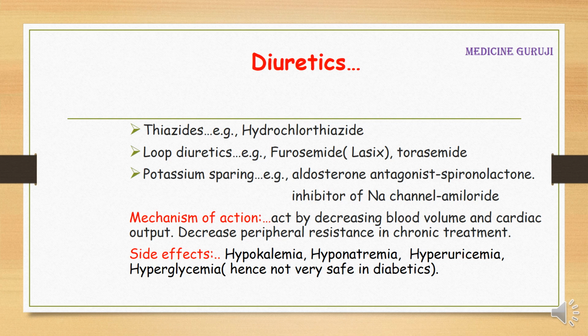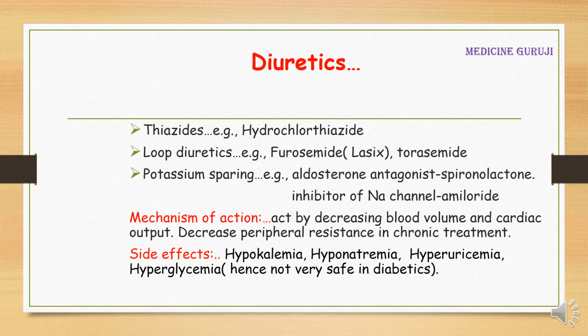एक जो सबसे important drug है, that is a diuretic. The diuretics example thiazides, hydrochlorothiazide, or loop diuretics. We all know the famous Lasix tablet or Lasix injection, furosemide, torsemide, that is available by a famous name of Dytor. There is also potassium sparing diuretics. Example, aldosterone antagonist, spironolactone, that is available by the name of Aldactone. Inhibitor of sodium channel, amiloride.